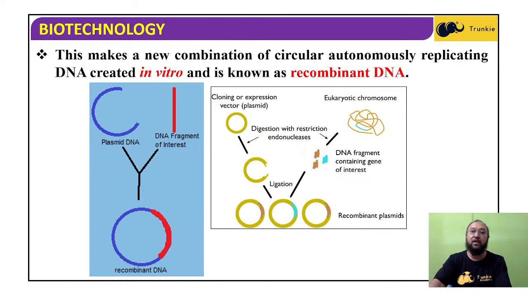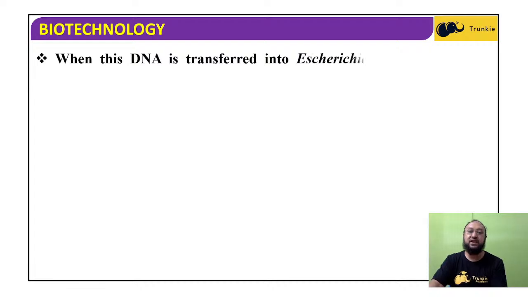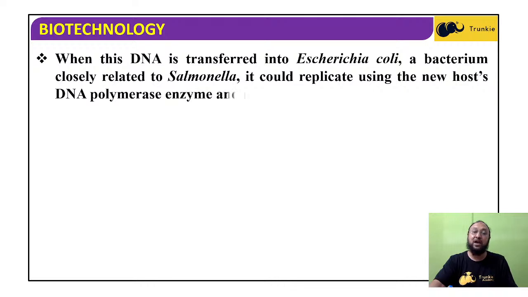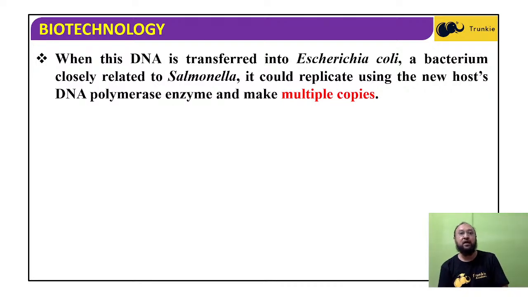So this forms a new recombinant plasmid. Now when this DNA is transferred into E. coli, or Escherichia coli, a bacterium closely related to Salmonella, it could replicate using the new host's DNA polymerase enzyme and make multiple copies.